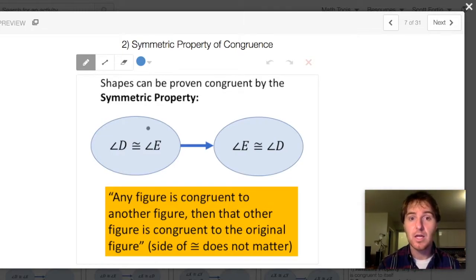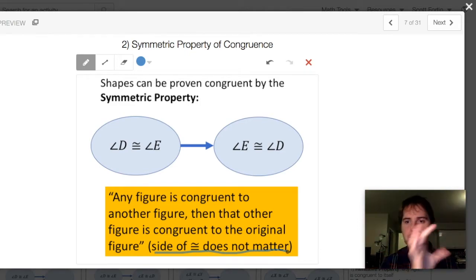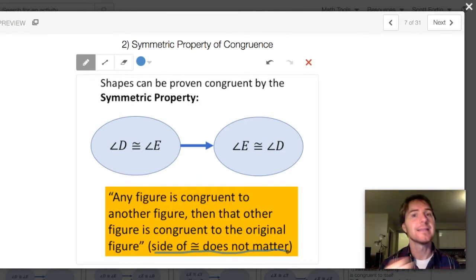Any figure congruent to another figure, well, that other figure has got to be congruent to the original figure we started talking about here. And that's one way we can put it informally in words. But the way that most people remember it is that the side of where the things appear in a congruency statement does not matter at all.